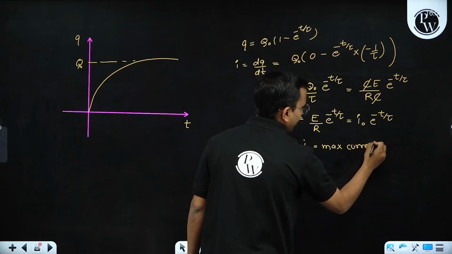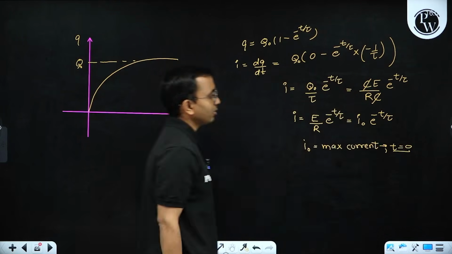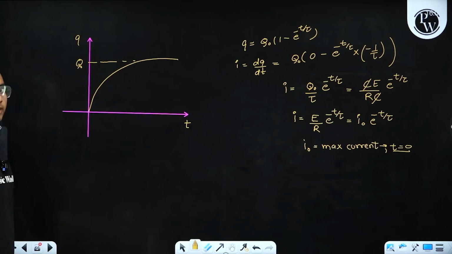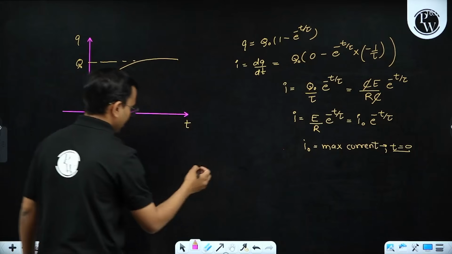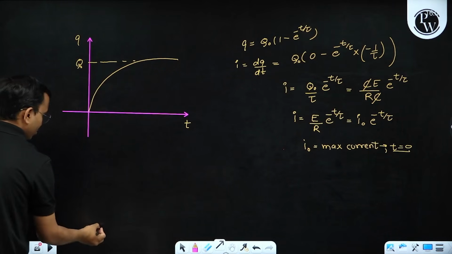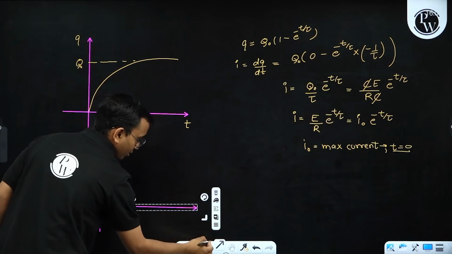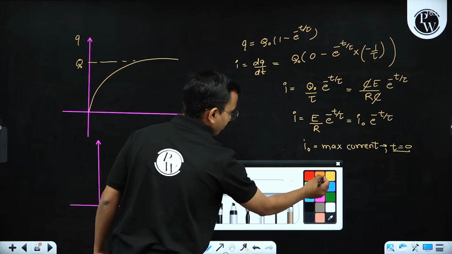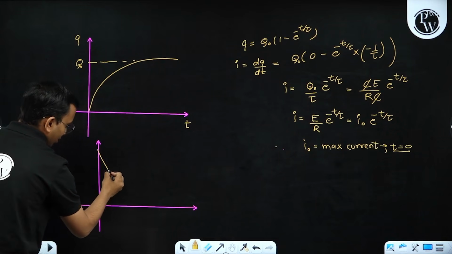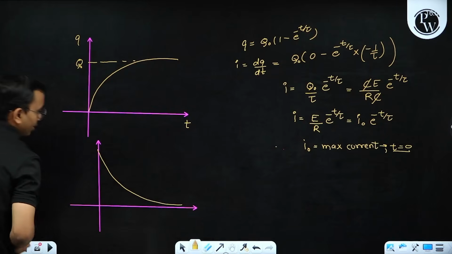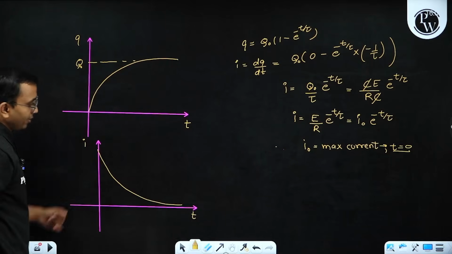Maximum current is at t equal to 0. As time increases, the current decreases. So if I try to draw how the current goes with time, the current is initially some maximum value and then it goes to 0. This is t, this is the current.